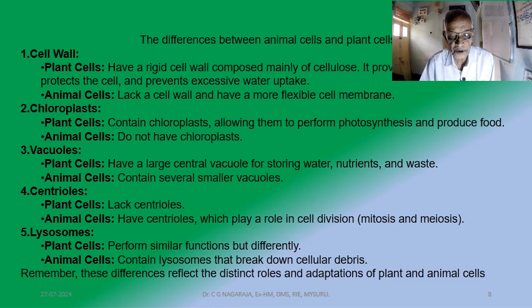Vacuoles. Vacuoles are present in plant cells, but if they are seen in animal cells, they are very small. Centrioles. Which one lacks centrioles? The plant cells lack centrioles. Animal cells have centrioles. Lysosomes. Plant cells perform similar functions to the animal cells, but slightly differently. And lysosomes break down cellular debris in the animal cells. Remember, these differences reflect the distinct roles and adaptations of plants and animals.